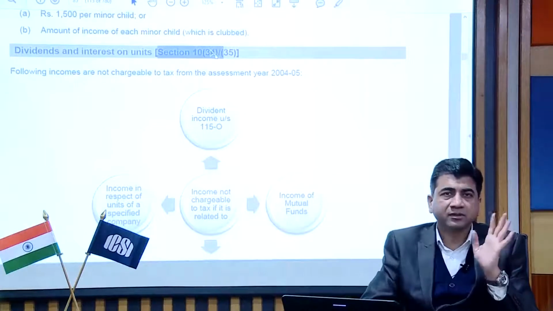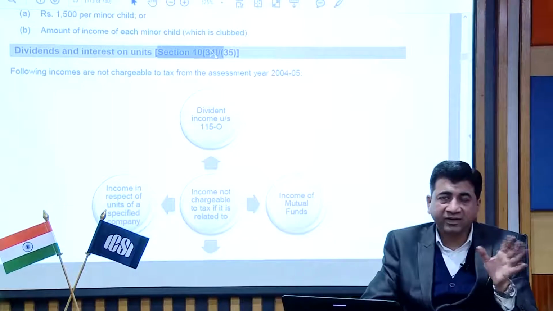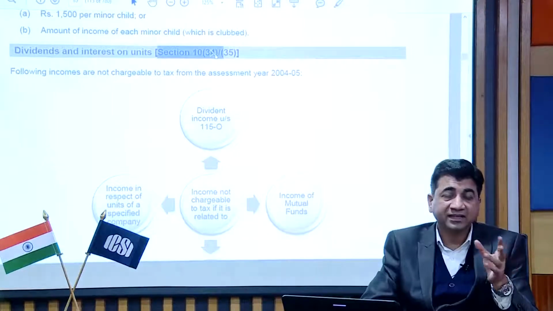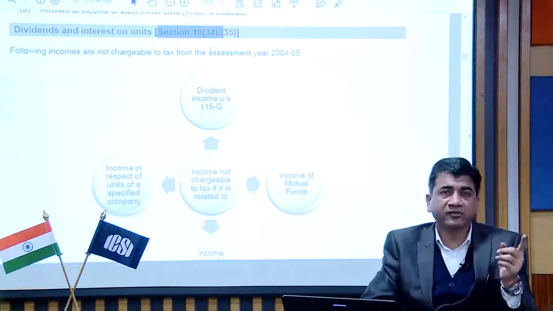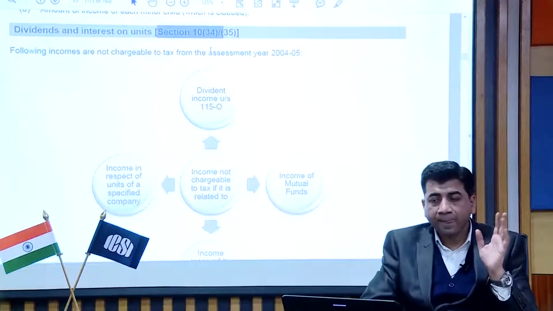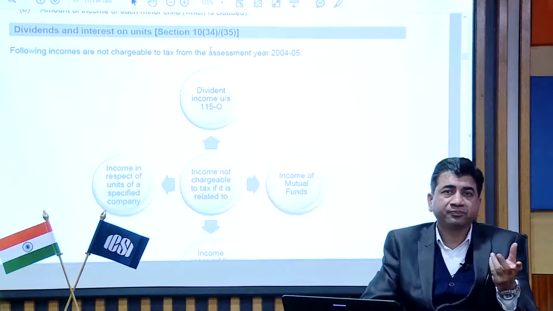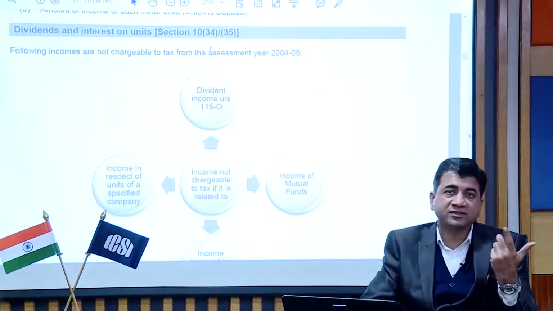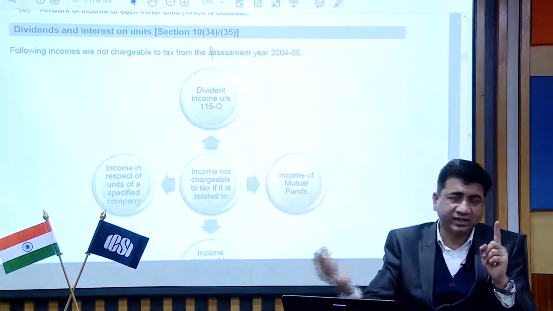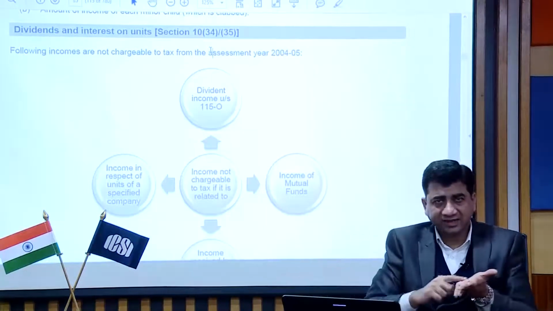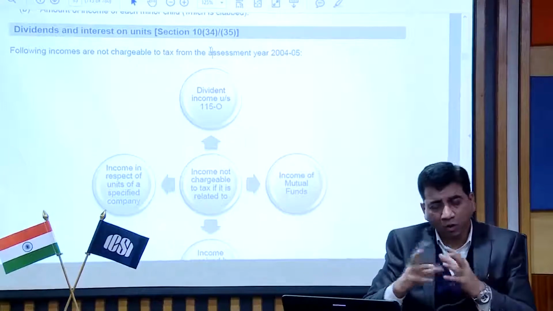That will remain exempt. Whereas other dividends will not be covered in 10(34). That is actual dividend and other dividends except 2(22)(e) will be covered in 115BBDA. Now 10(35) is for income of mutual funds. You invest in mutual funds, in return you are going to get money. That is interest or dividend.